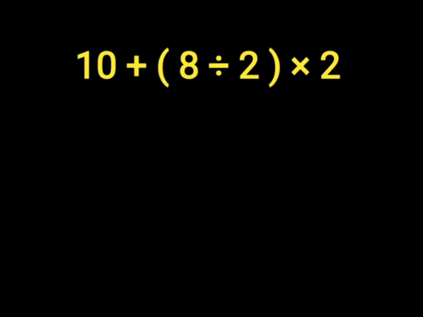10 plus parenthesis 8 divided by 2 times 2. We first of all solve our parenthesis, which is 8 divided by 2. 8 divided by 2 will give us 4. Then we have 10 plus 4 times 2.